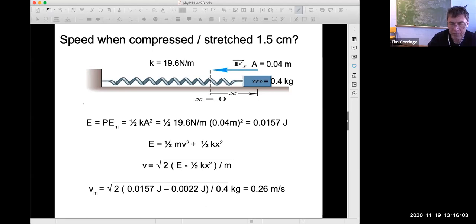Once you get the total energy of the spring system, if you know how much the spring is compressed or stretched, you can evaluate how much potential energy it has. The remainder must be kinetic energy. And therefore, if you can find the kinetic energy, you can find the speed.